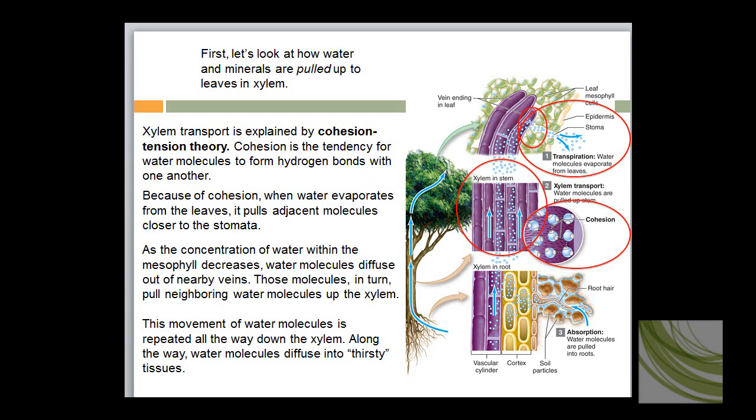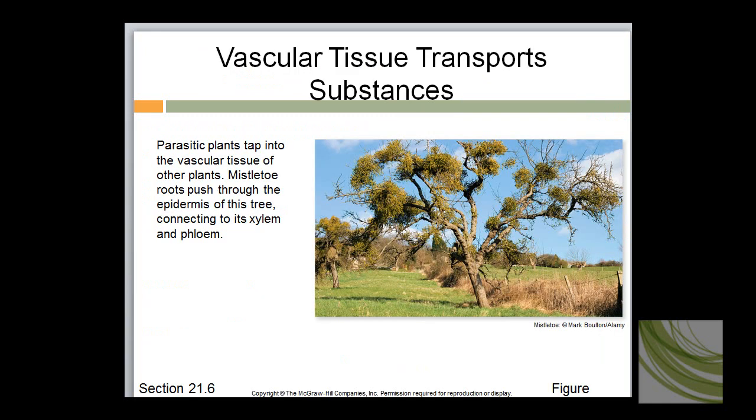Okay, and it goes down through these tracheids, and then these little plates between the tracheids are one-way valves, so it's constantly drawing. It's called cohesion or capillary action to draw up water. Parasitic plants tap into the vascular tissue of other plants.